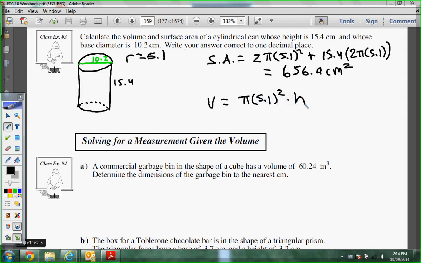Pi r squared times height. Okay, and what's that going to be? Got that one, Chris? Good. 1,258.4 centimeters what? Cubed. Cubed. Good. All right. Two more examples.